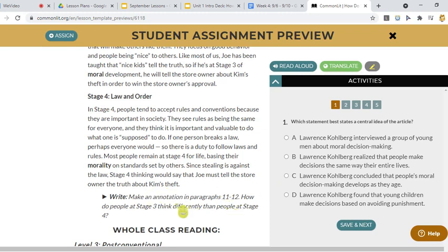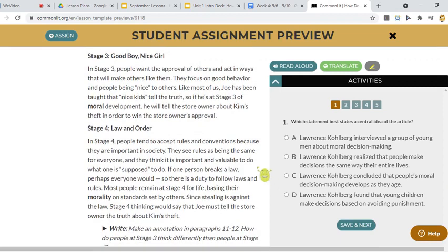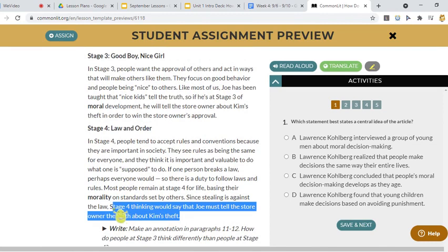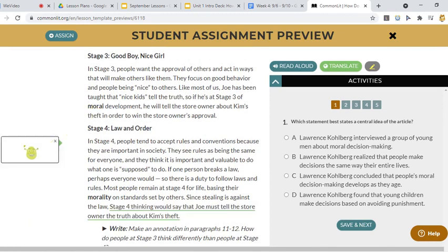So we're going to make an annotation here. How do people at stage 3 think differently than people at stage 4? We are doing a compare and contrast. How is stage 3 different than stage 4? We're going to make a little highlight at the bottom here. We're going to go to text, and we're going to compare them. So in stage 3, people just want to be loved or accepted. They want to be accepted by doing what others think is right.